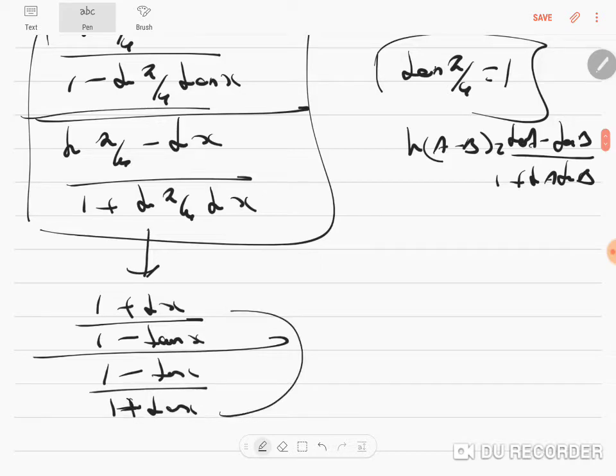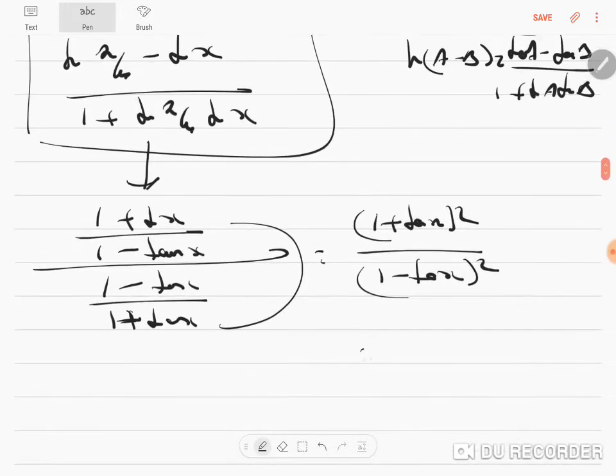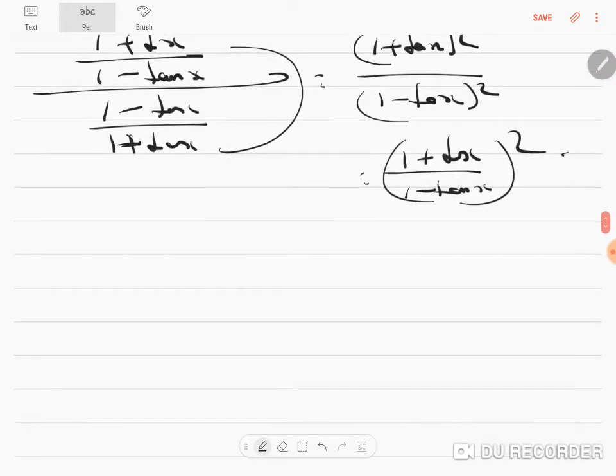So, this goes up. So, (1 plus tan x) the whole square by (1 minus tan x) the whole square, which is ((1 plus tan x) by (1 minus tan x)) the whole square, that is all. So, this is done, 7th sum is over.